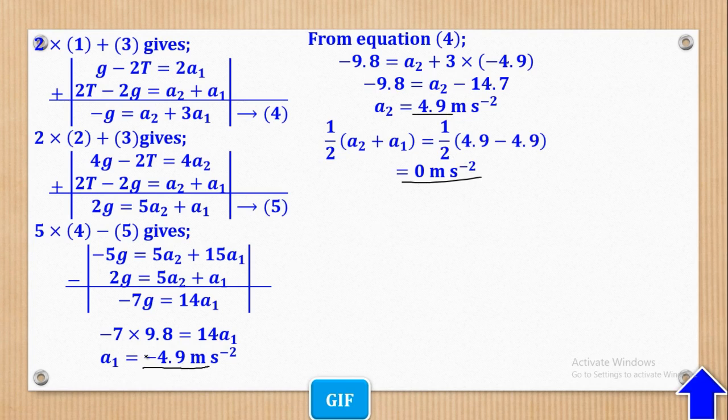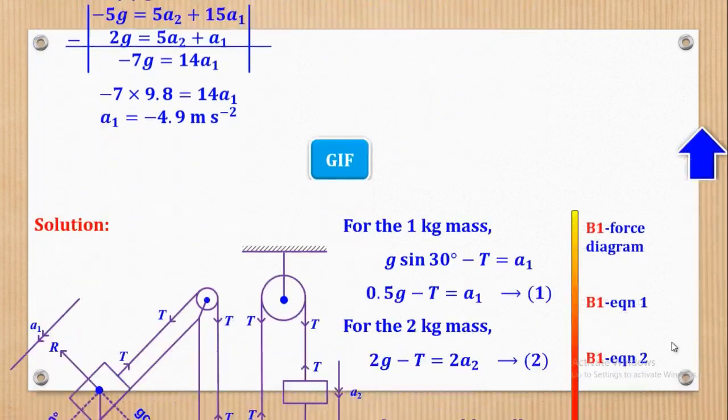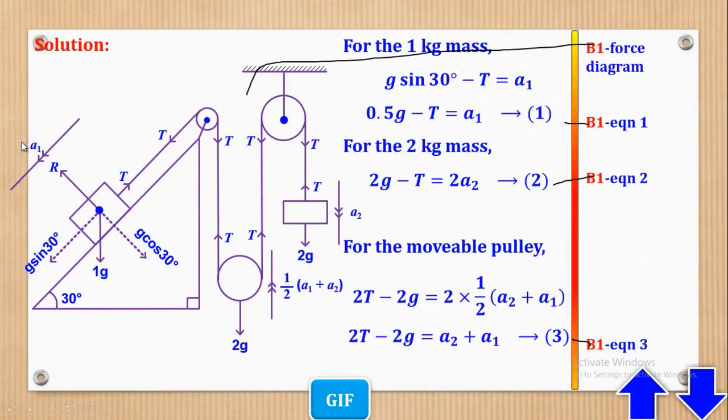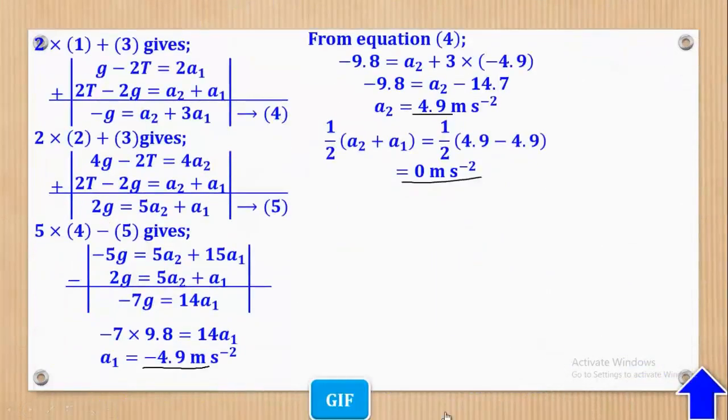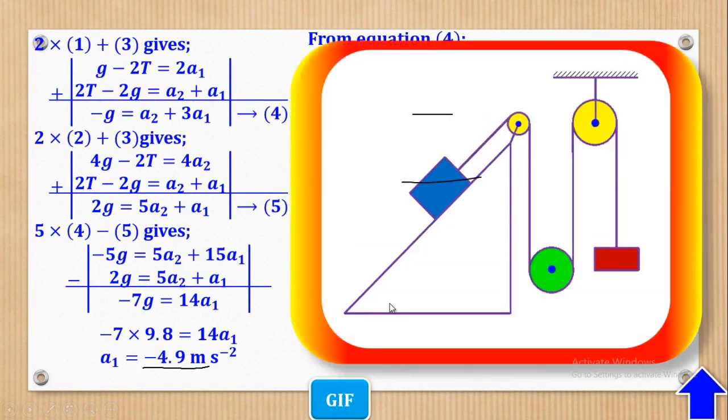For example, this negative will come here and look at this diagram. In this diagram we had said that a2 is moving down the plane. Now because a2 is negative, it means that in actual sense it is moving up the plane. This one is moving down the plane because it was positive, and this one is stationary because it is 0. Let's see how that is happening in this simulation. So this is the actual motion of the masses, whereby this one is moving up the plane, this one is stationary, and this one is moving down the plane.